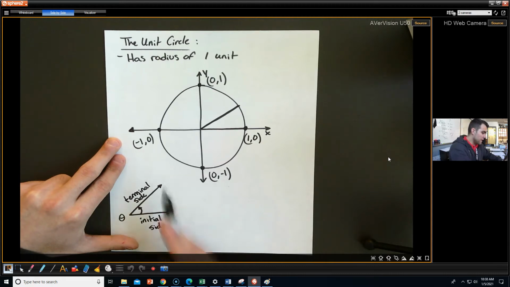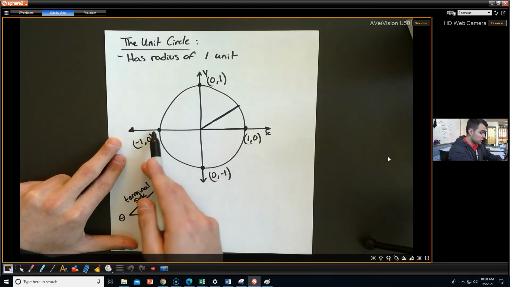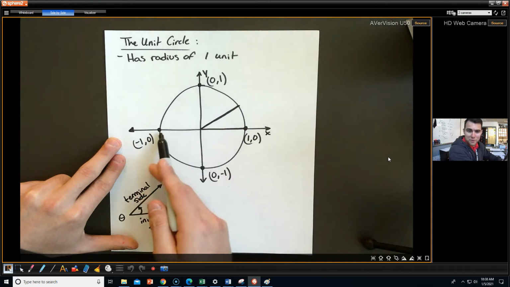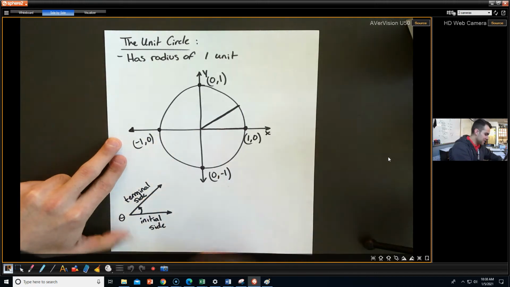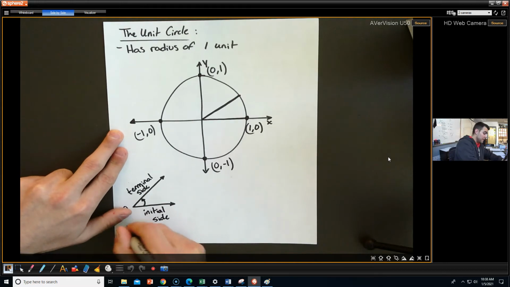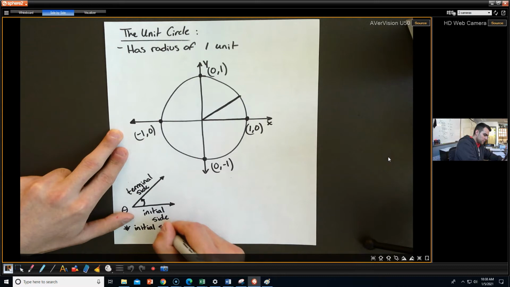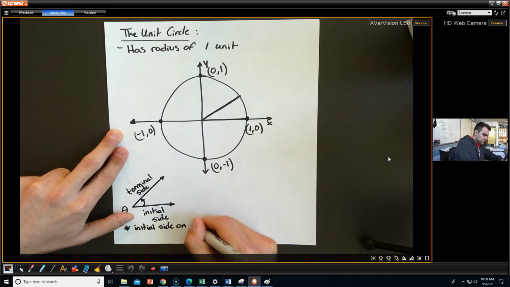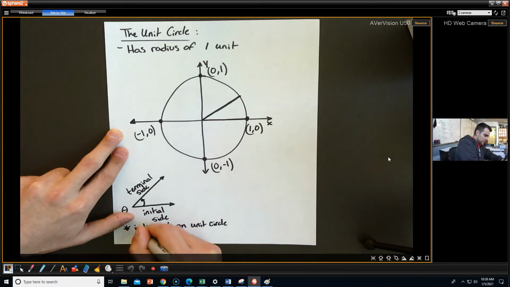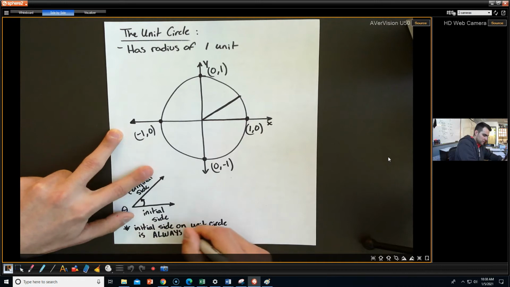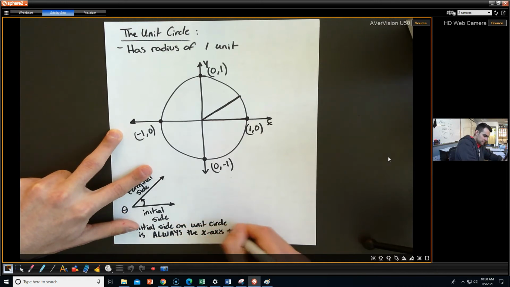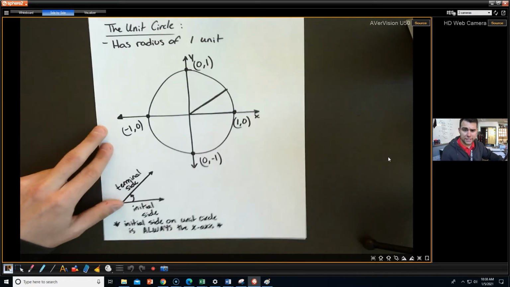So the initial side for this circle, and pretty much this entire unit circle, is always going to be the x-axis, okay? Maybe let's write that. Initial side on unit circle is always the x-axis. Okay, just as a note.